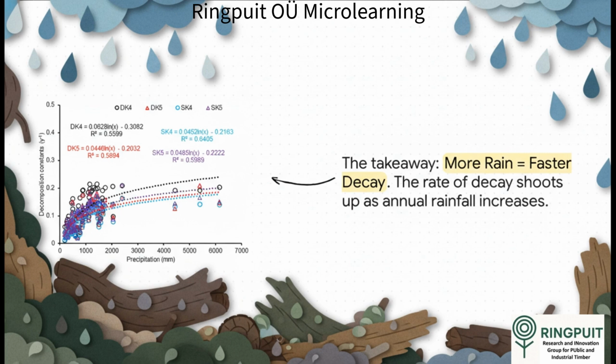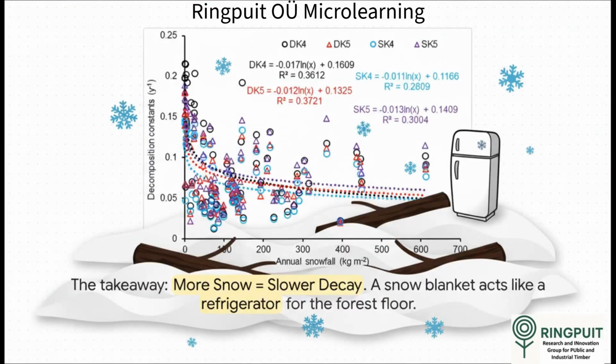Okay, so the second key ingredient, water. It makes sense, right? More rain means more moisture, and that's exactly what the cleanup crew needs to do its job. You can see the decay rate just shoots up as you get more rainfall. It really shows you just how thirsty this whole process is. But wait a minute, not all precipitation is created equal. Snowfall does the complete opposite. A thick blanket of snow basically turns the forest floor into a giant refrigerator. It keeps everything cold, insulated, and slams the brakes on decomposition.